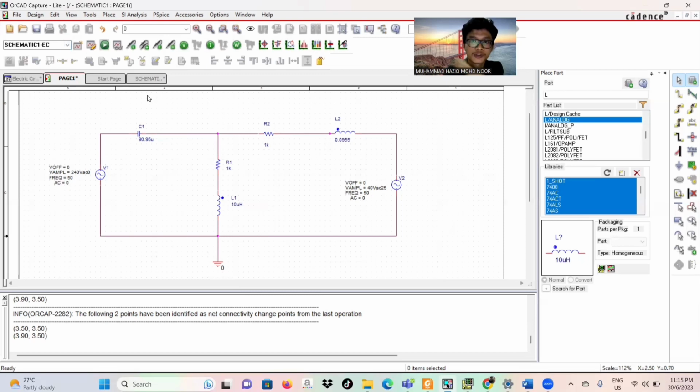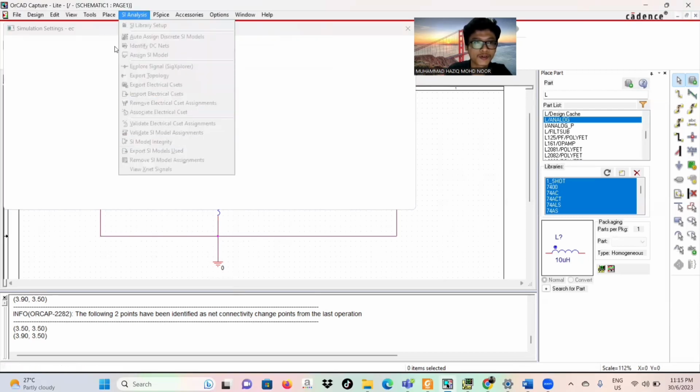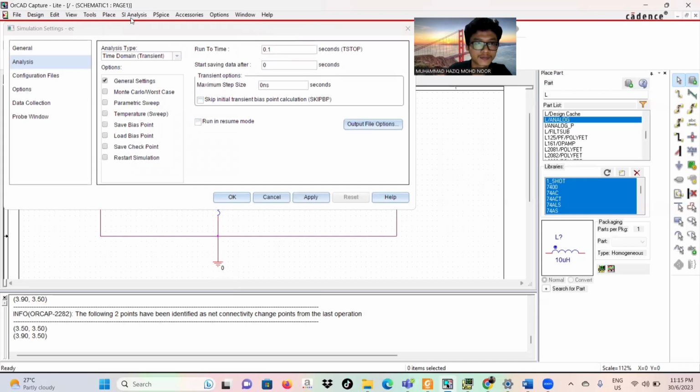Now, because the project assignment asks us to simulate in the time domain, we are going to use the transient analysis type of simulation. Inside PSpice, there are two types, which are steady state and transient. We use transient because we input both of the voltages.